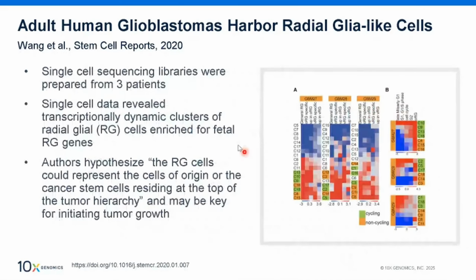This is another study by Wang, a study of adult human glioblastomas. They discovered that it harbors a radial glia-like cell. The authors hypothesized that the RG, radial glia-like cell, could represent the cell of origin or the cancer stem cell residing at the top of the tumor hierarchy and may be key for initiating tumor growth.